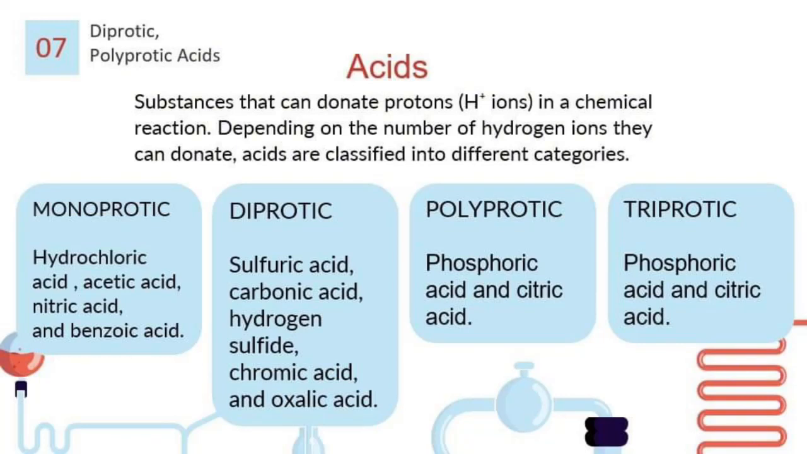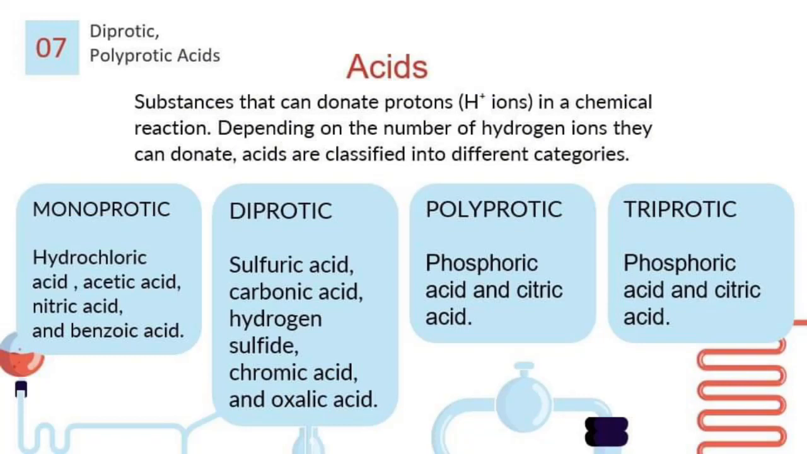In a chemical equation, monoprotic acids typically appear donating 1 proton. Diprotic acids can donate 2 protons per molecule in an aqueous solution. This means they have 2 ionizable hydrogen atoms. Examples include sulfuric acid and carbonic acid. In a chemical equation, diprotic acids will typically donate 2 protons.